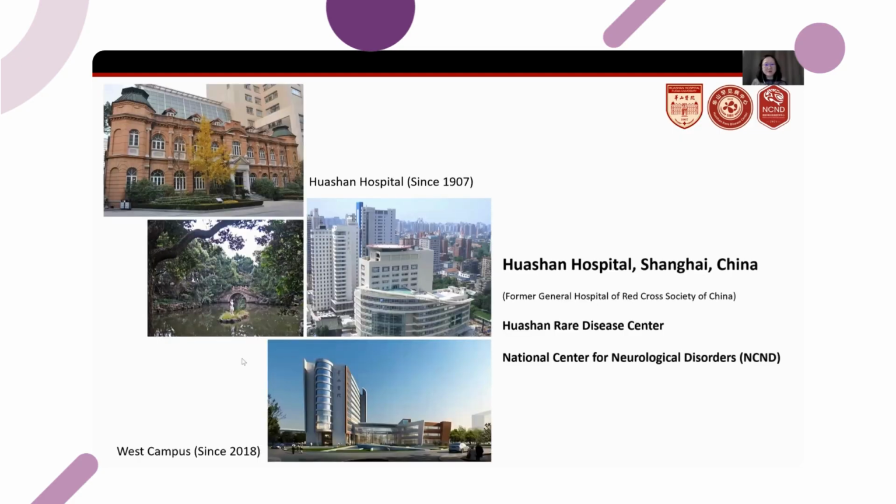I want to welcome you if you have the chance to visit our hospital in Shanghai. This is the very old building, the first building of our hospital. And this is the downtown campus, which is very crowded now. And now we also have a West Campus, which is the location of the National Center for Neurological Disorders.